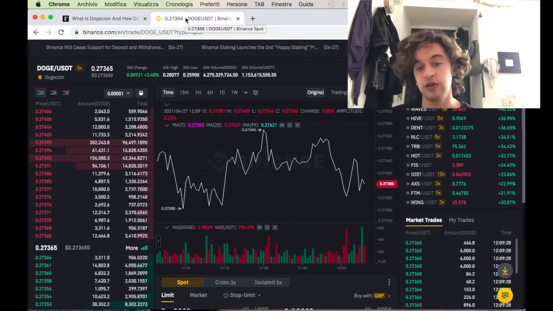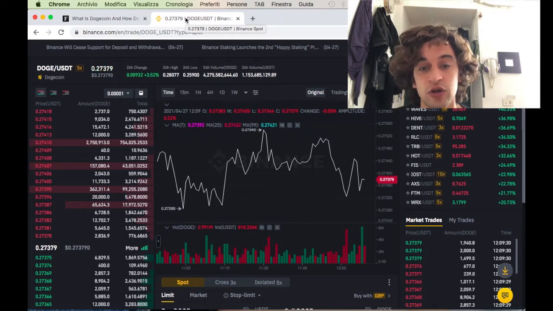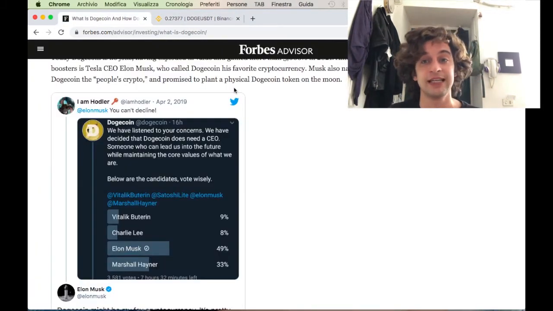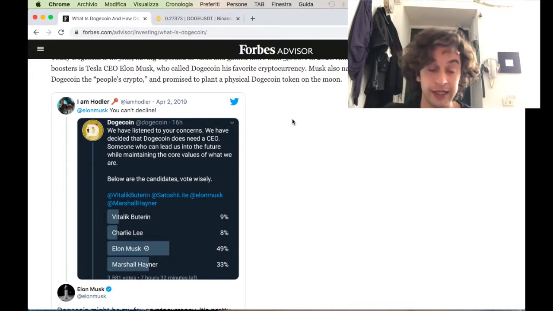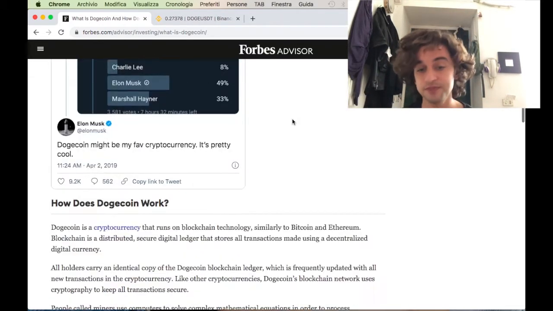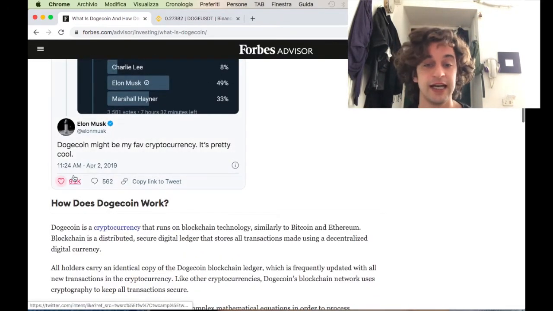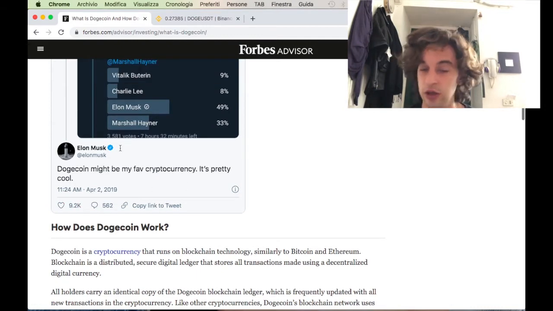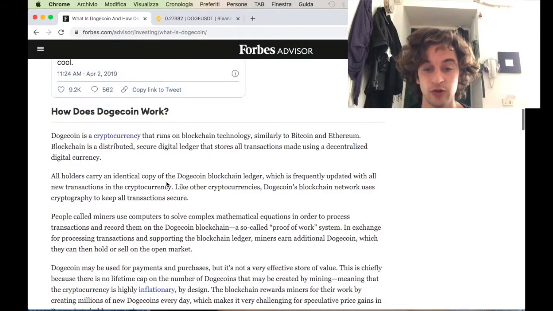If you do invest now at 27 cents, let's say it goes all the way up to 30 cents, that's still a profit, and you can take it out, invest it in something else, and you still have a little bit more money than what you have now to invest. But let's go on. This is another tweet. As we can see, Elon Musk: Dogecoin might be my favorite cryptocurrency. It's pretty cool, and he's been backing it since 2019.